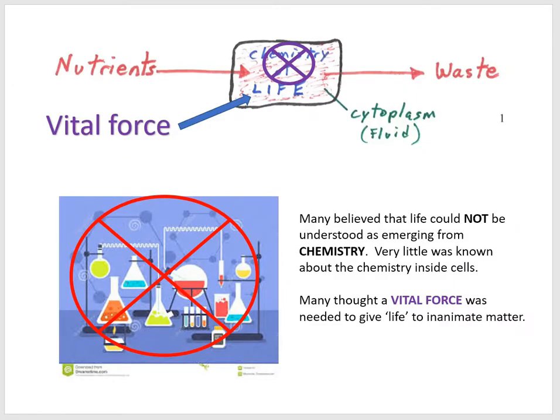Now, at the time in the 1800s, there were a lot of people who did not agree with Dutrochet, who, remember, argued that there's important chemistry going on in the fluid of the cell, and that chemistry is what gives rise to life, that the cell is alive because of the chemistry going on inside the cell. Well, there were a lot of doubters about that. What was known at the time about chemistry was very rudimentary, and so a lot of people did not believe that chemistry could explain life.